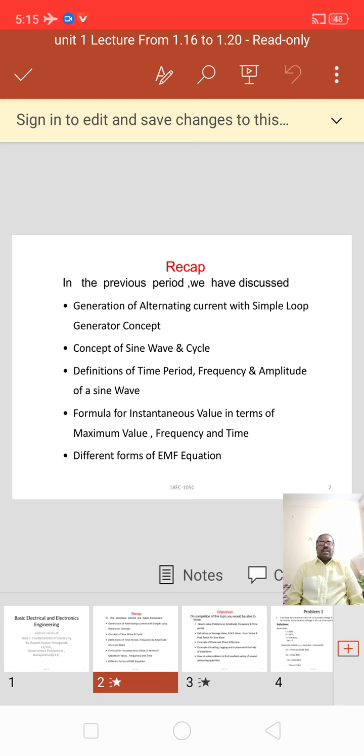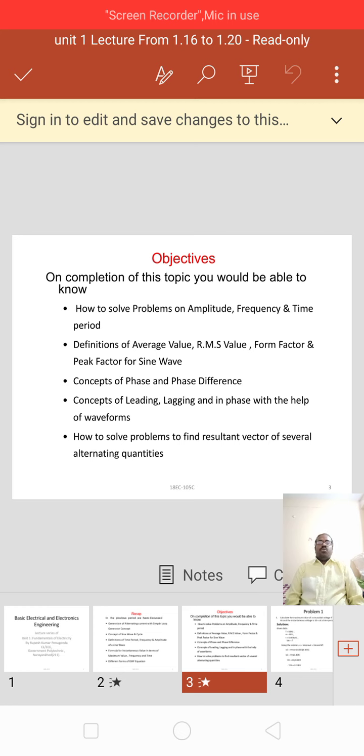These concepts are related to today's concepts also. That is, today's concepts are how to solve problems on amplitude, frequency, and time period with the help of the instantaneous value of maximum value of voltage and current. Definitions of average value, RMS value, form factor, and peak factor for sine wave.